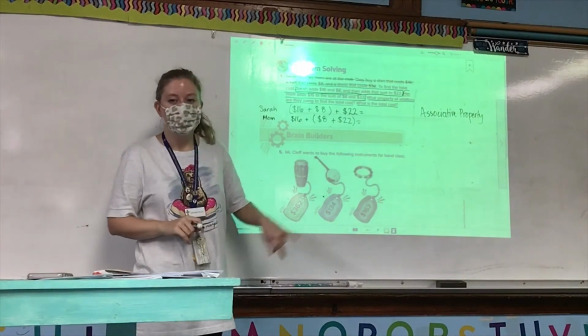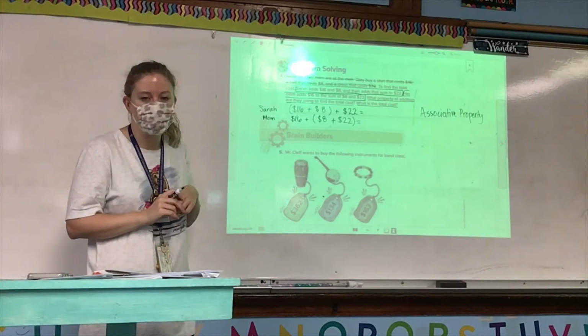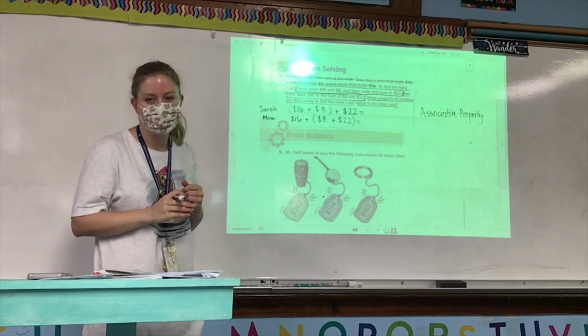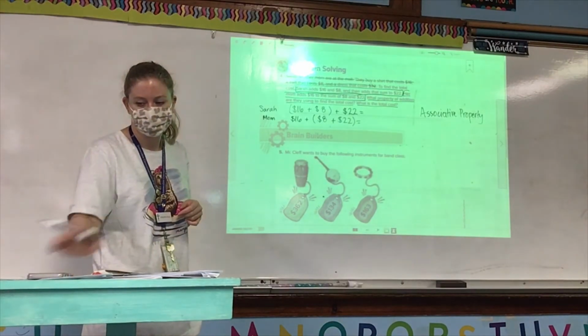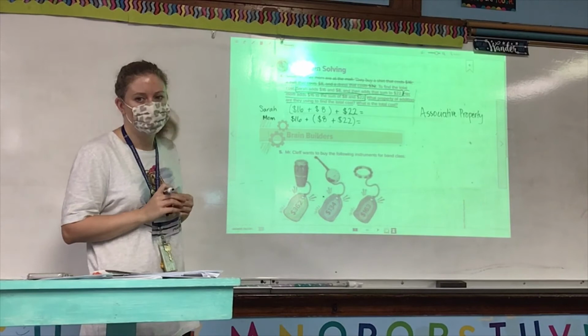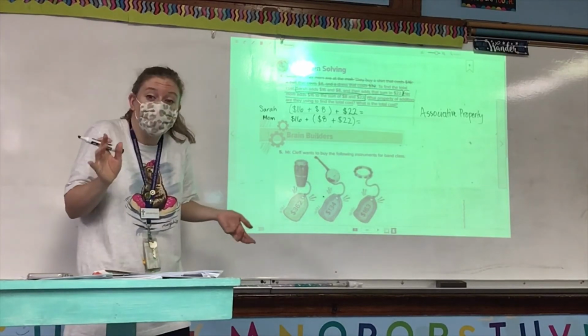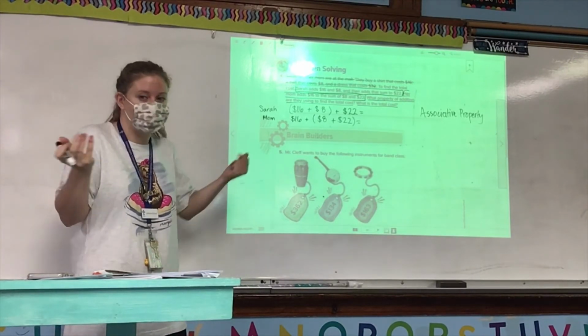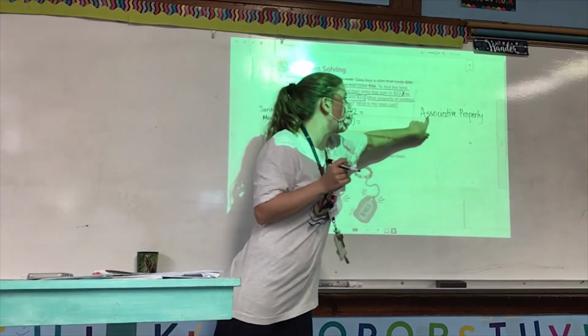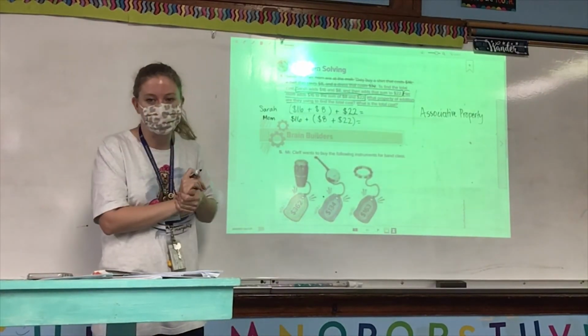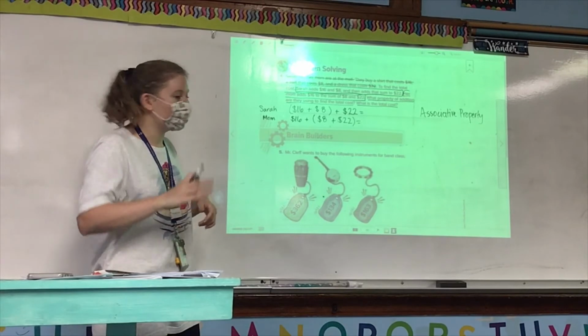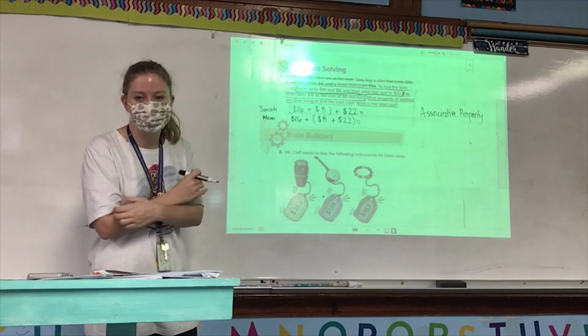Carla, do we need to solve both of these problems, or can we just solve one? We need to solve both of them, but they're both the same. So do we need to solve both of them, or can we just solve one and put the same answer for the other, because the associative property tells us it's going to be the same? They're both the same. Okay, good, but Carla, just wait until I finish the question.